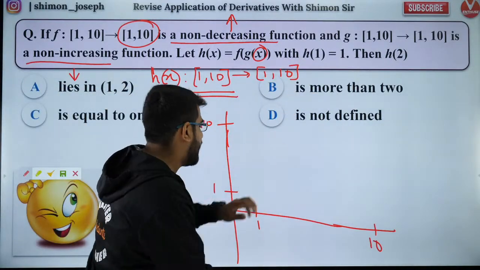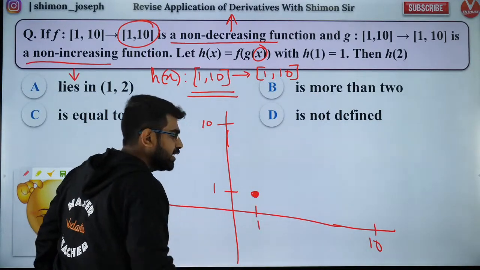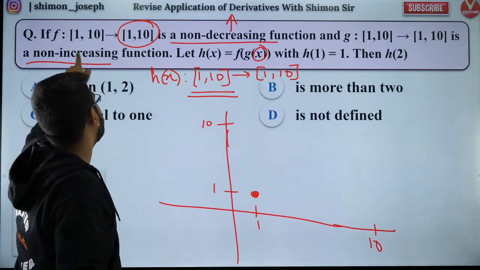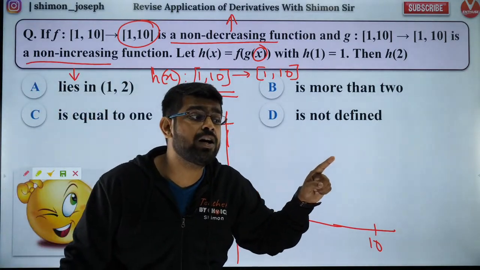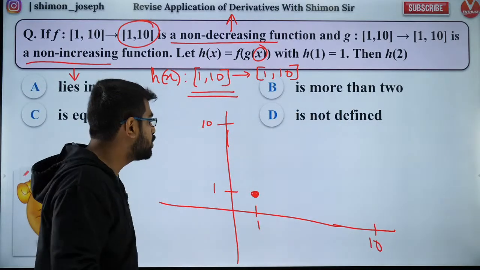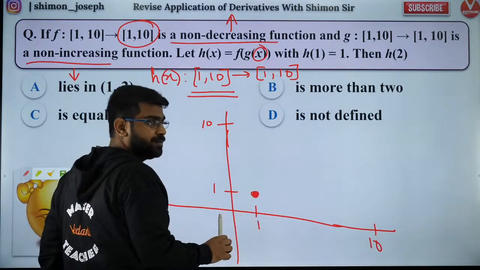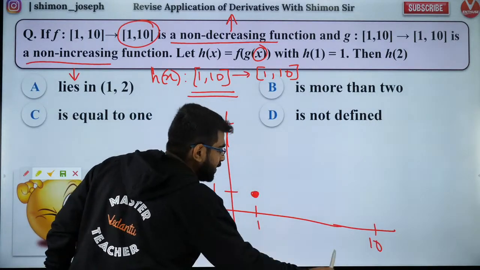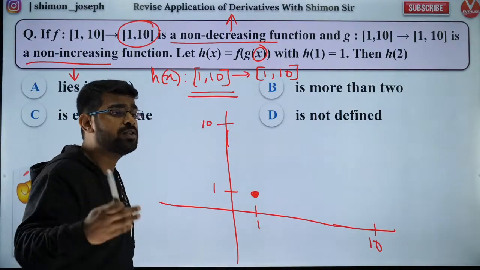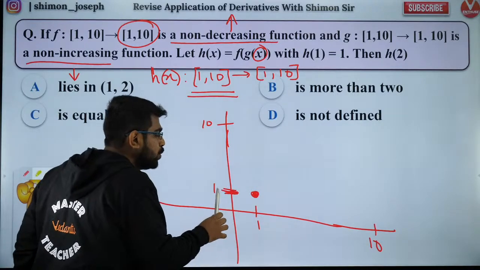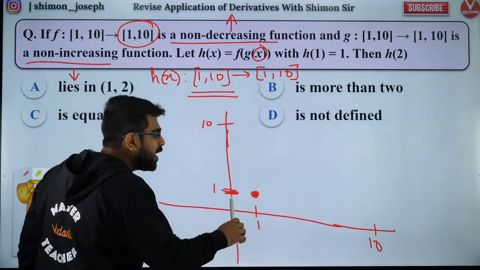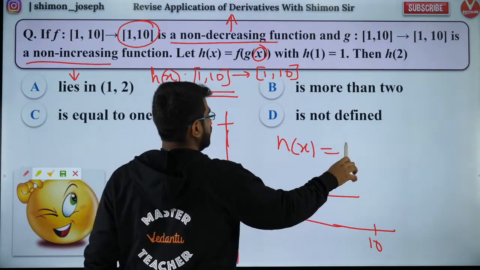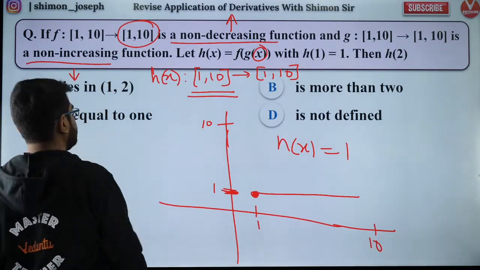Now f of 1 is 1, my dear children. Now f of x should be a non-increasing function. So I cannot go up at all. I can maybe stay flat or I can come down. But I cannot come down also because 1 is the last value. I cannot come below 1. So h of x will be a constant. So answer is option C.